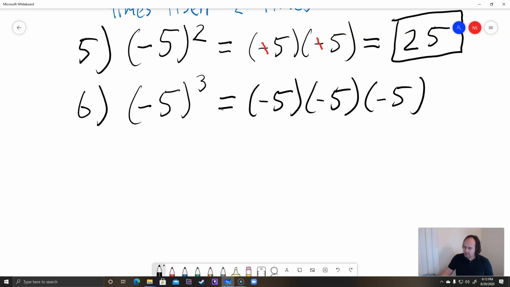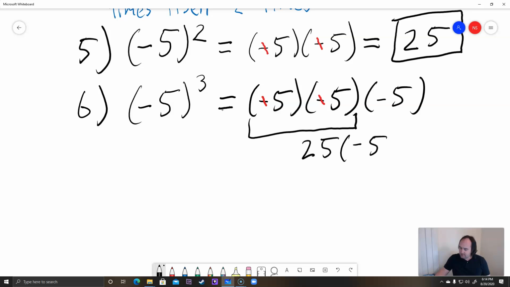So now 2 of these negative 5s are going to cancel out. So for example, I could cross out the first 2. Okay, but there's still a minus left over at the end, so that means our answer is actually going to be negative. And then doing the multiplication, we know that 5 times 5 is 25. So we have 25 times negative 5. Okay? And then this minus just means that our answer is going to be negative.